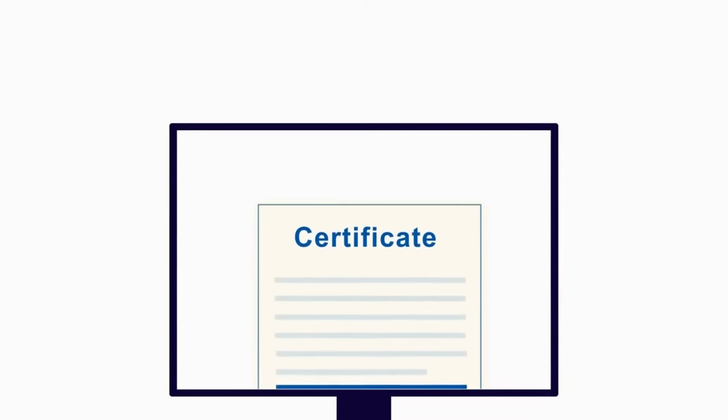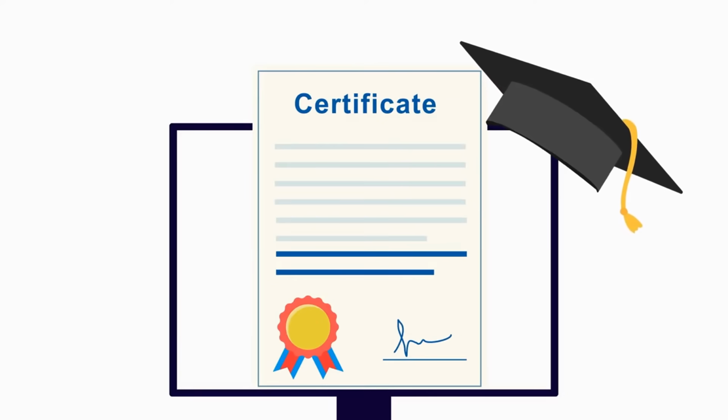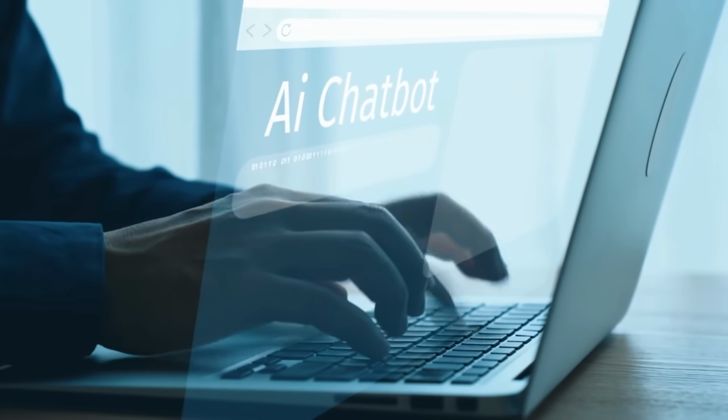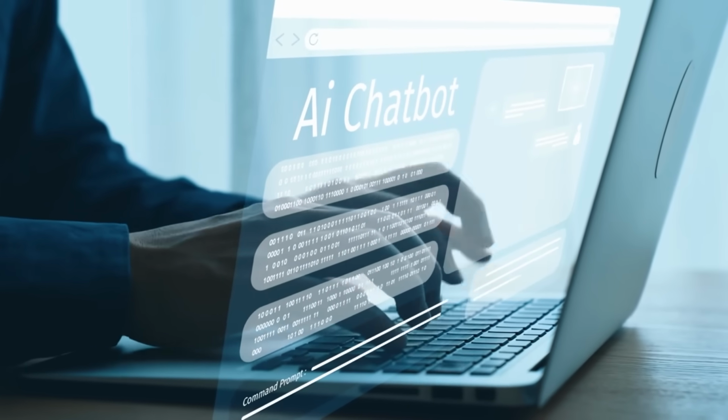Upon completion, you'll earn an official digital certificate from the MIT Sloan School of Management, boosting your credentials as a strategic leader in AI-driven business transformation. Are you ready to take the next step in your leadership journey? AI is not just the future, it's the present, and organizations need strategic leaders who can harness its potential. If you're looking to stay ahead in today's fast-changing business landscape, this course is your gateway to AI-powered success.